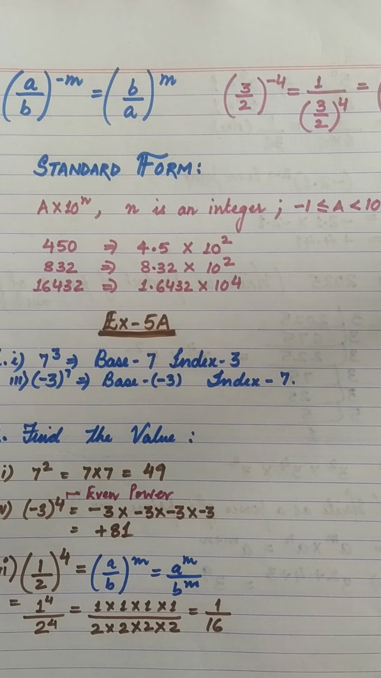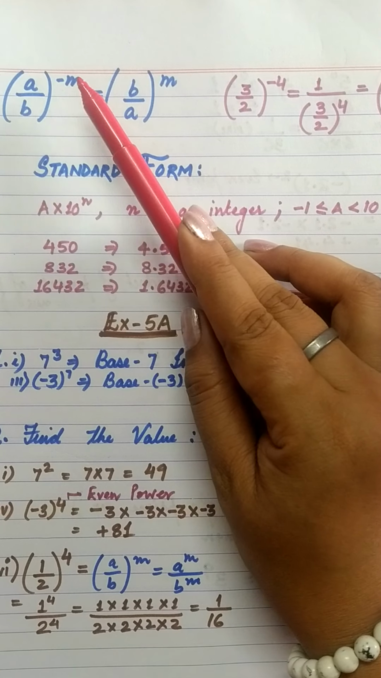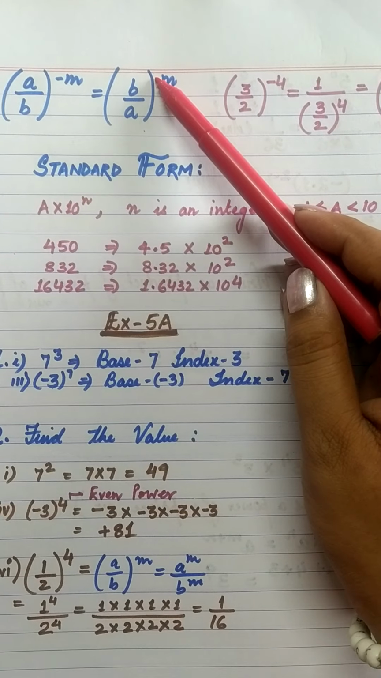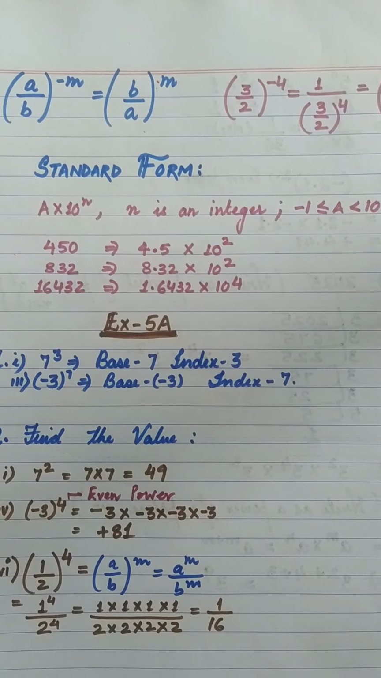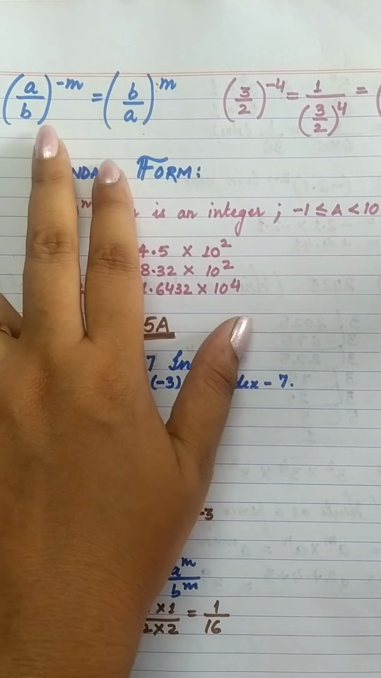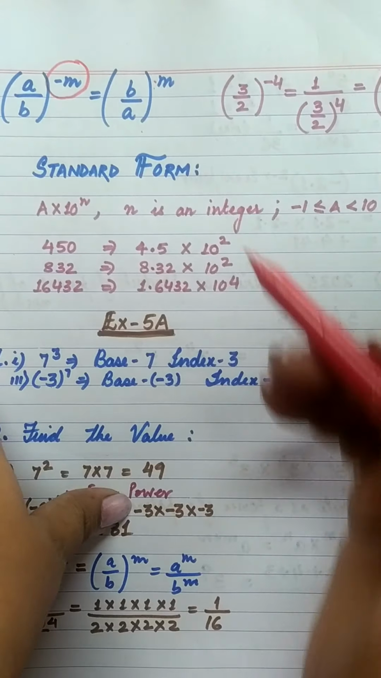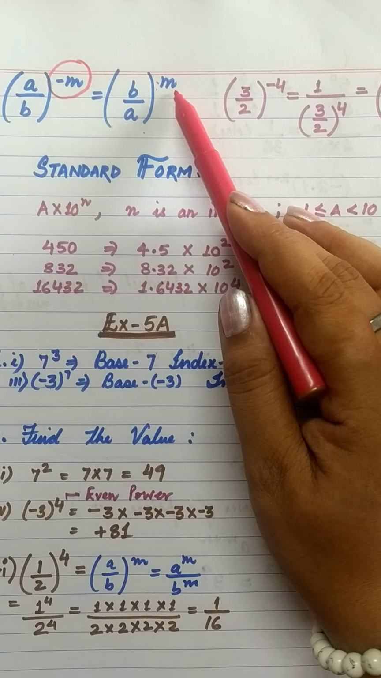Next we have (a/b) to the power minus m. Children, if the power is negative, we are just simply going to take the reciprocal of it. That means (a/b) to the power m will give me (b/a) to the power m. If I have a negative power, (a/b) to the power of minus m, in that case I am going to get (b/a) to the power of m.